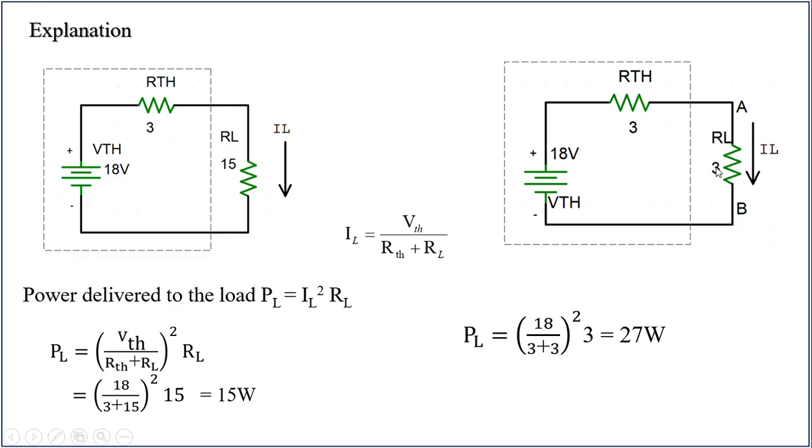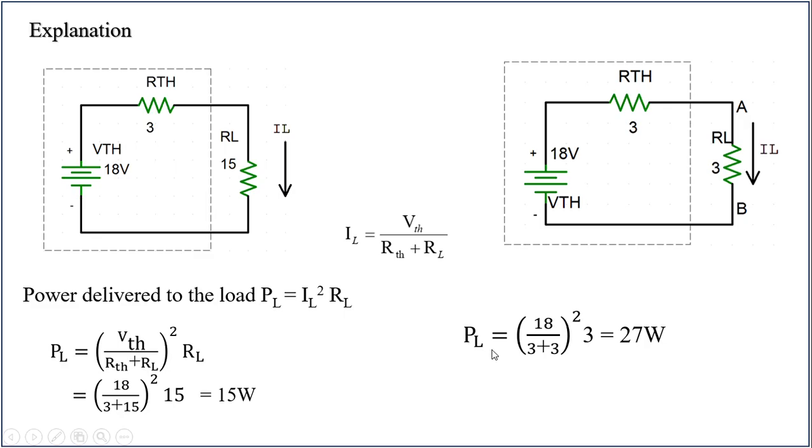Now you see this particular thing. Here I have considered RL is equal to RTH. RL is equal to 3 ohms, whereas RTH is also 3 ohms. So if RL is equal to RTH, our source resistance, then according to the maximum power transfer theorem, this load resistor should receive maximum power from the source. Let us check whether it is going to receive the maximum power from the source or not by substituting the values of VTH, RTH and RL in this formula.